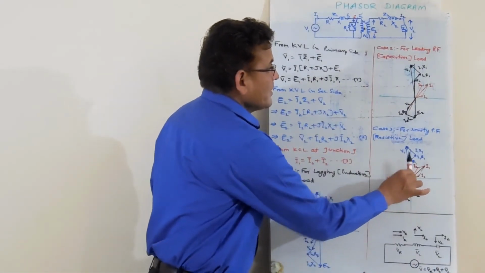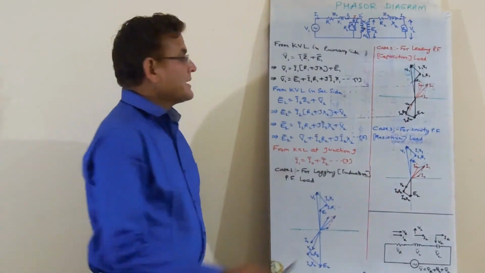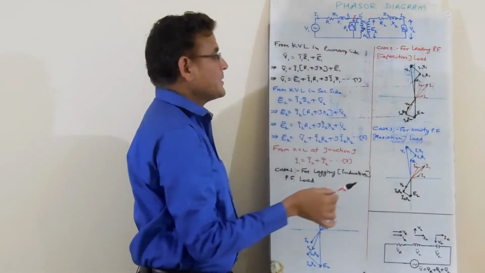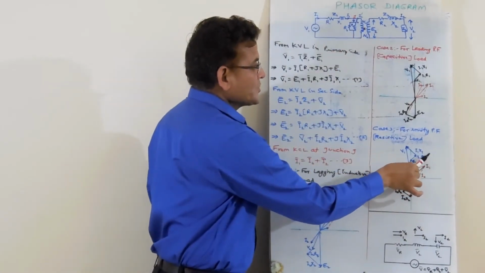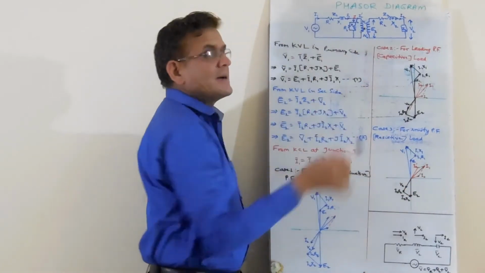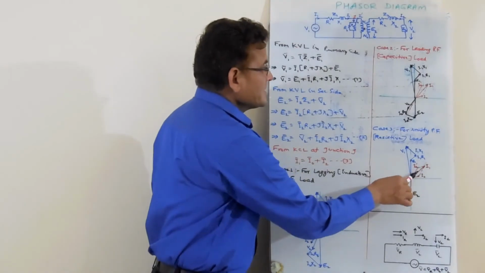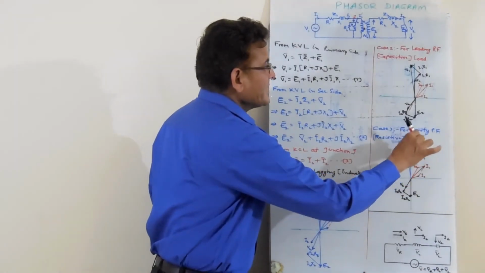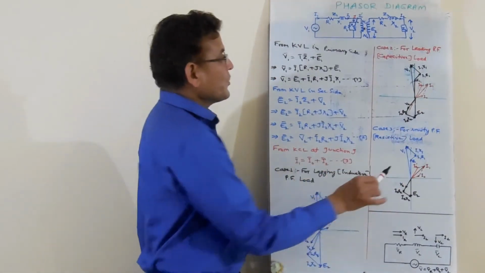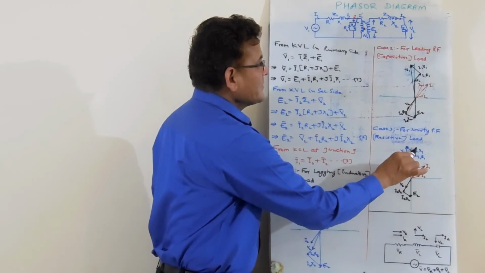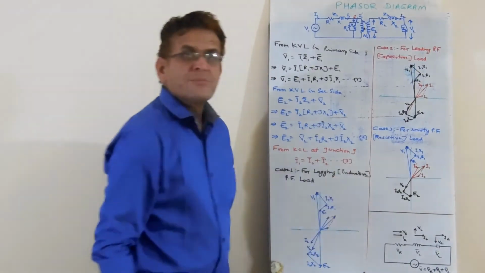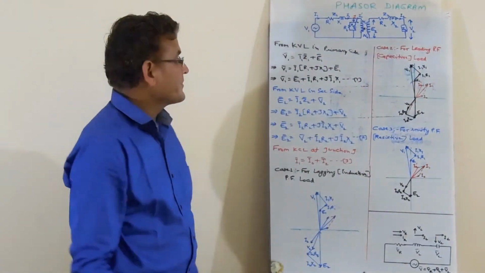Now self-induced EMF in primary E1. Voltage drop in resistance R1 will be in phase with current, means parallel to this current, and voltage drop in reactance will lead this current I1 by 90 degree. So I1 X1 is in this direction, and the vector sum of E1, I1 R1 and I1 X1, this plus this, is V1, primary supply voltage.